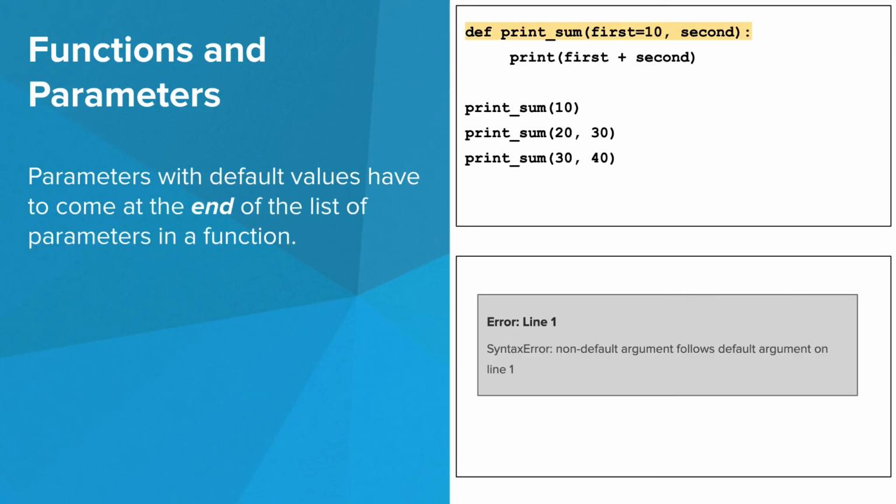Parameters with default values have to come at the end of the list of parameters in a function. The code at right will not work because a normal parameter, in this case second, comes after a parameter with a default value, in this case first.